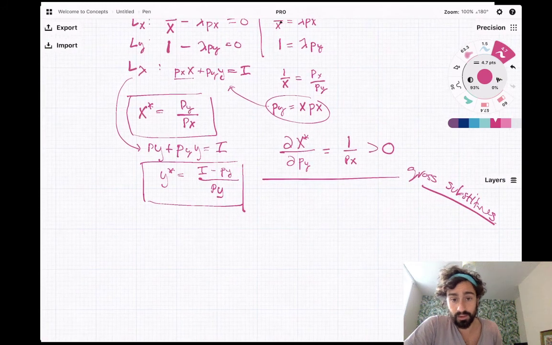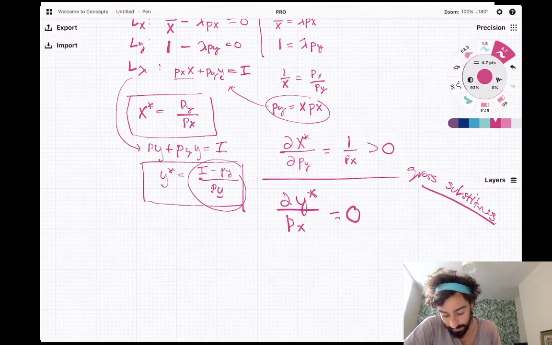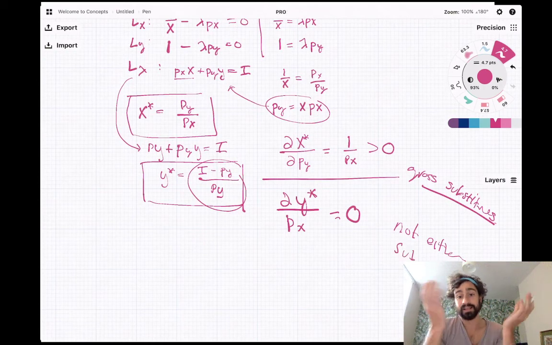And theoretically, you should say we're done here. If y is a substitute for x, then surely x is a substitute for y, right? And the problem is we can take the derivative of y star with respect to px, and we get a 0, right? X does not show up anywhere in the expression for y star. And this says they're not anything. They're not either substitutes or complements.